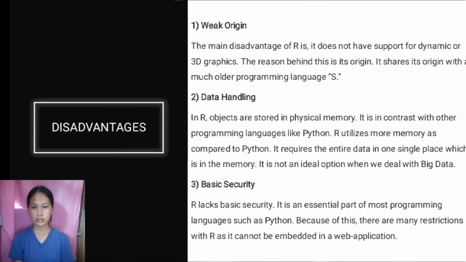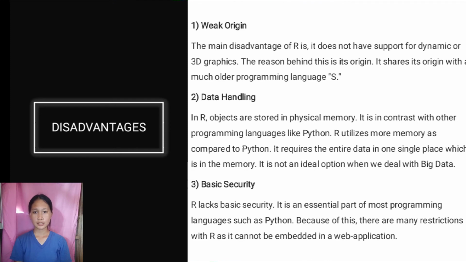First one is the weak origin. R shares its origin with a much older programming language, which is the S language. This means that its base package does not have support for dynamic or 3D graphics. With common packages of R like ggplot2 and plotly, it is possible to create dynamic or 3D as well as animated graphics.